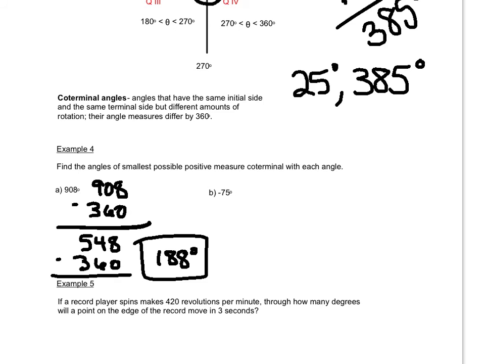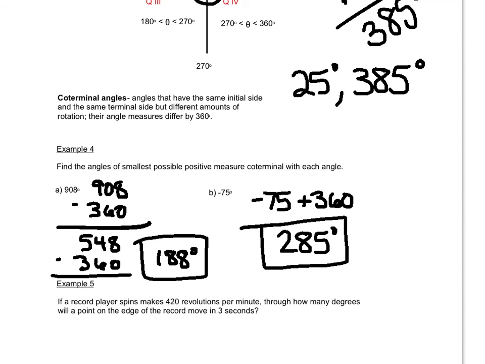Now for part B, we have negative 75 degrees. Well, we want the smallest possible positive measure, so now we're going to add 360 degrees to that. Now when we do that, we end up with 285, and that is between 0 and 360, so that is our answer.